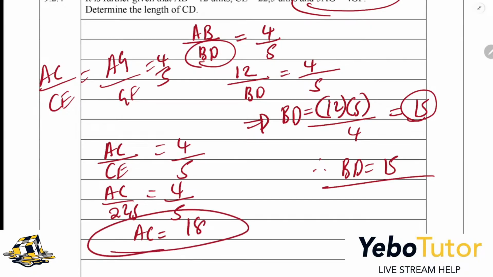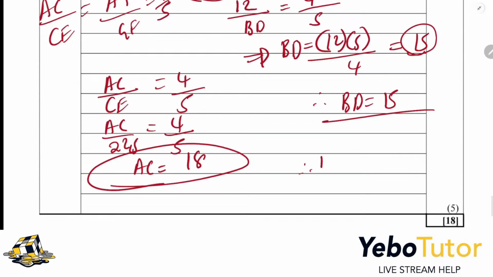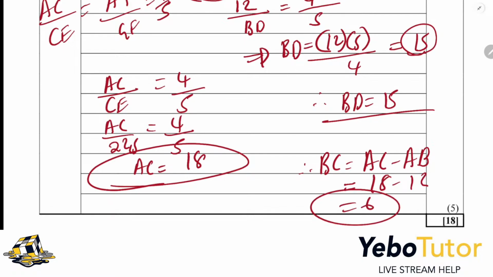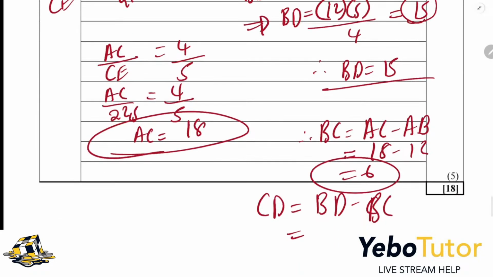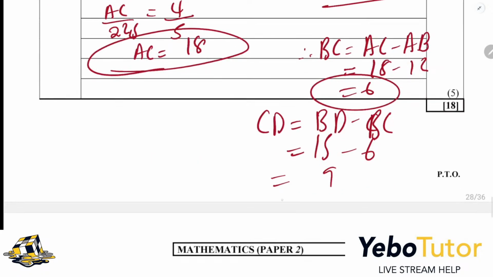So now we have AC and BD. Therefore we can see that BC is AC minus AB. So that will be 18 minus 12, which is equal to 6. Then of course CD, the one which we want, is BD minus BC. So that will be BD, which is 15, minus 6. Then you get 9 units. So we were looking for CD, and CD is equal to 9 units.